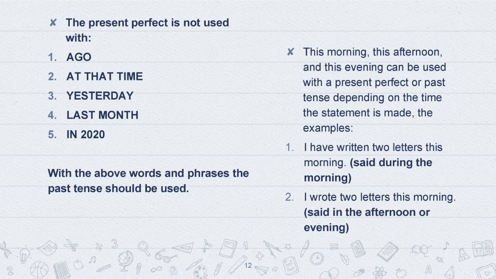Simple past tense. Well, this morning, this afternoon, and this evening can be used with a present perfect or past tense depending on the time the statement is made. The examples. Number 1. I have written 2 letters this morning.